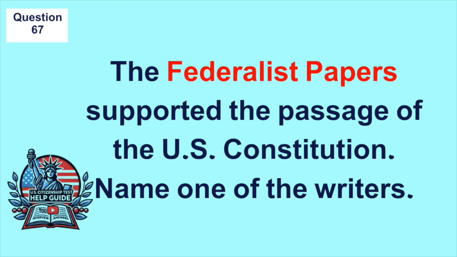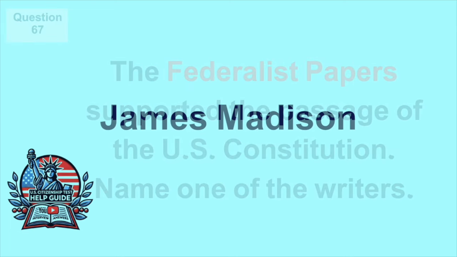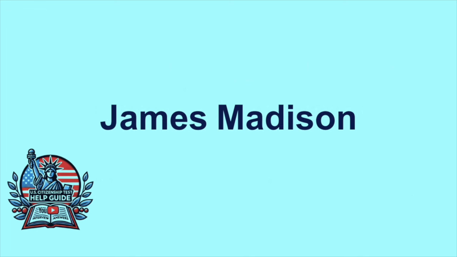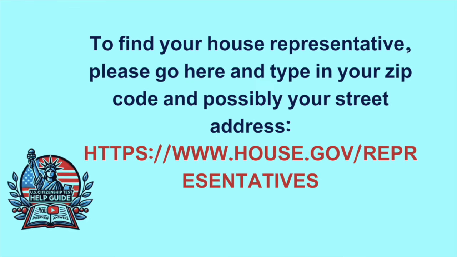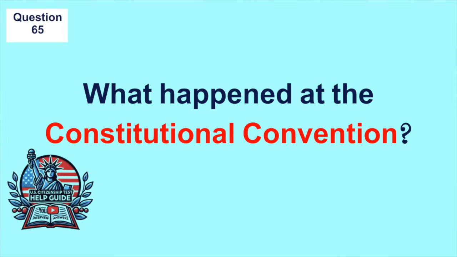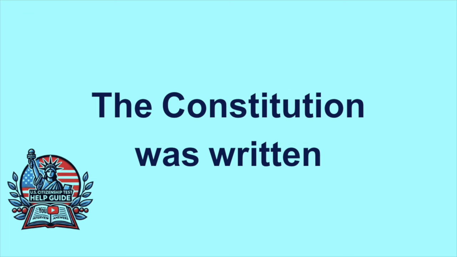The Federalist Papers supported the passage of the U.S. Constitution. Name one of the writers. James Madison. Name your U.S. representative. What happened at the Constitutional Convention? The Constitution was written.